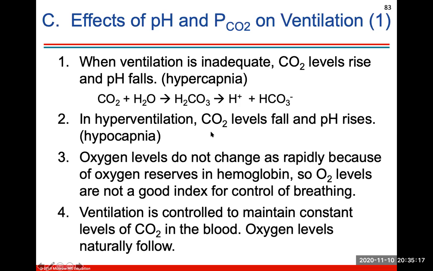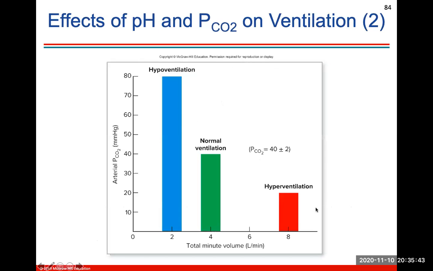And in hyperventilation, carbon dioxide levels fall because you're decreasing the carbon dioxide too quickly, and pH levels will rise. Oxygen levels do not change as rapidly because of oxygen reserves, so oxygen levels are not a good index of the control of breathing. Ventilation is controlled to maintain constant levels of CO2 in the blood, and oxygen levels will naturally follow.